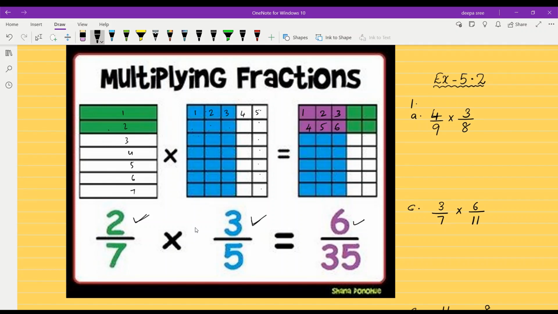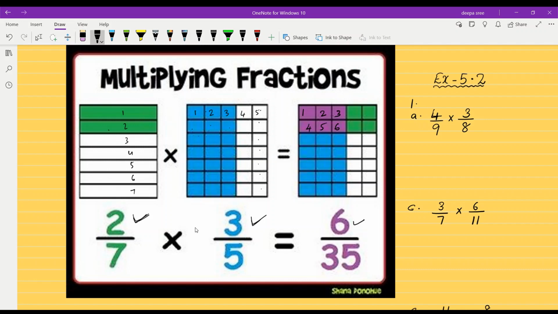We can see here one rectangular shape is given. That rectangular shape is divided into 7 equal parts, and out of that 2 parts are shaded. So the fraction is represented by 2 by 7. And the next rectangle is divided into 5 equal parts, and out of that 3 parts are shaded. Therefore the fraction is represented by 3 by 5.